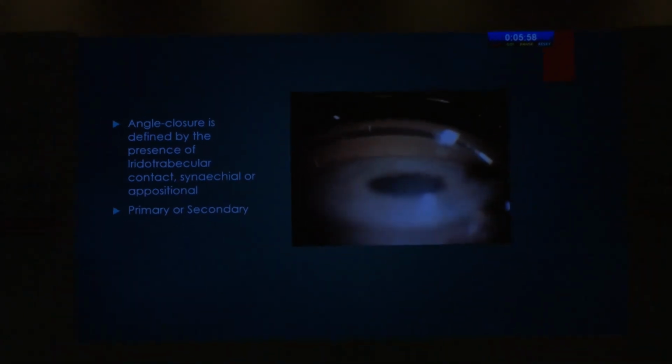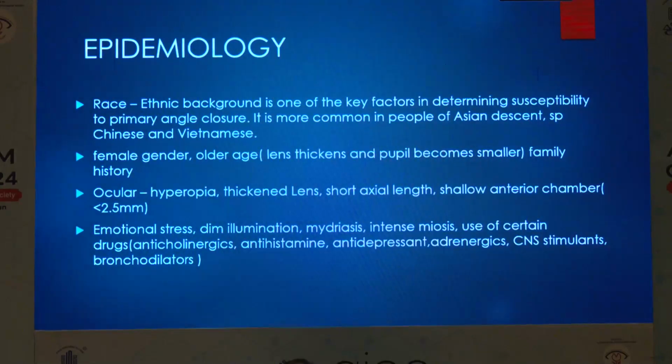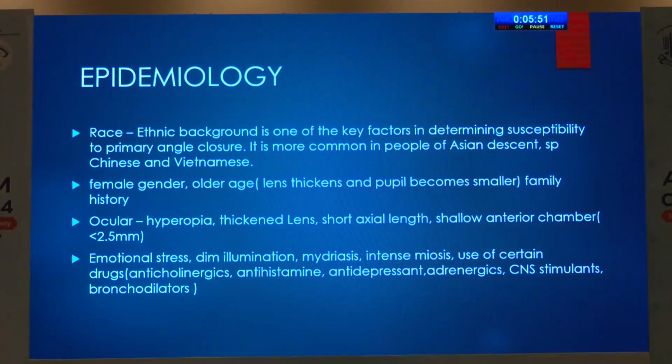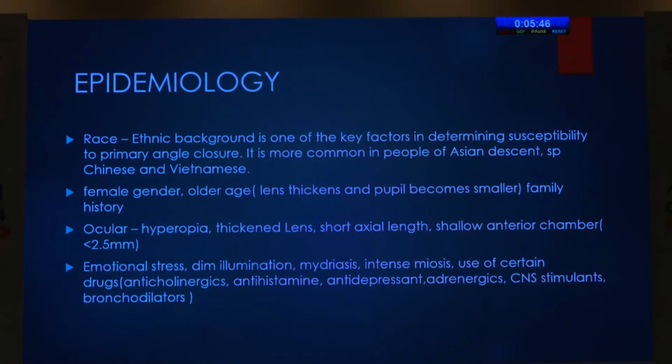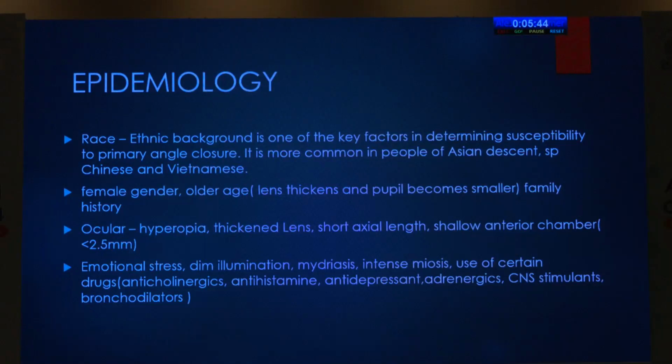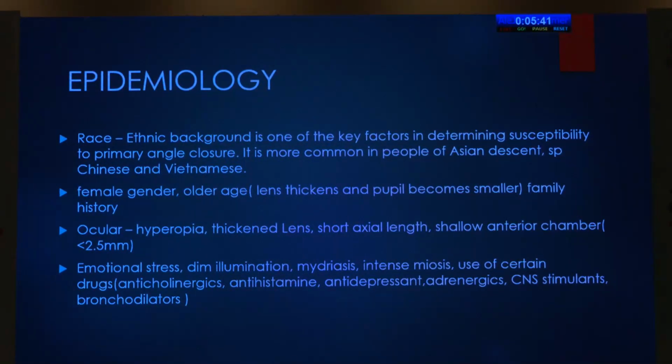Angle closure is defined by the presence of iridotrabecular contact, which may be synechial or appositional, primary or secondary. Ethnic background is one of the key factors in determining susceptibility to primary angle closure. It is more common in people of Asian descent, and the other demographic factors are female gender, older age, and the presence of a first-degree relative in the family. And then the anatomical factors are hyperopia, thickened lens, short axial length, shallow anterior chamber. The other precipitating factors can be emotional stress, dim illumination, mydriasis, intense miosis, and use of certain drugs.